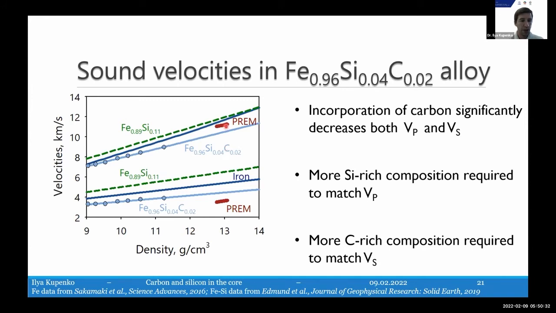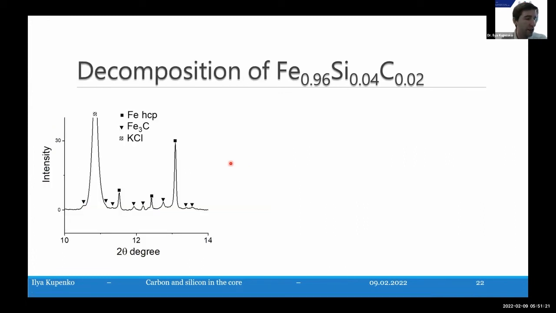To match the Earth's observations, we need to increase silicon composition to bring Vp higher up, but it will also raise the Vs, the shear waves. And we need a more carbon-rich composition to match the shear waves of the core, but that will move the compressional waves further down. So they work in different directions, and we need to increase both carbon and silicon, and there should be some huge temperature effect on shear waves to match the core parameters. And there is a problem with increasing carbon content even further and with determining the temperature effect.